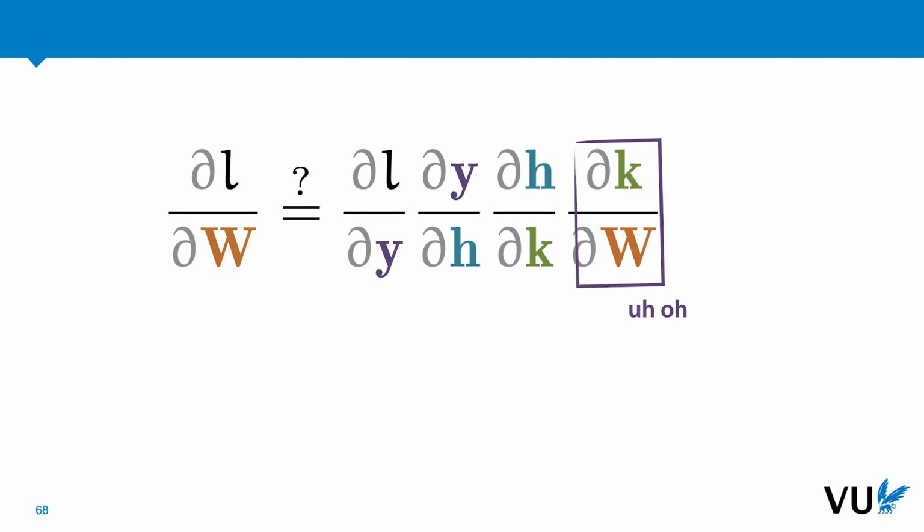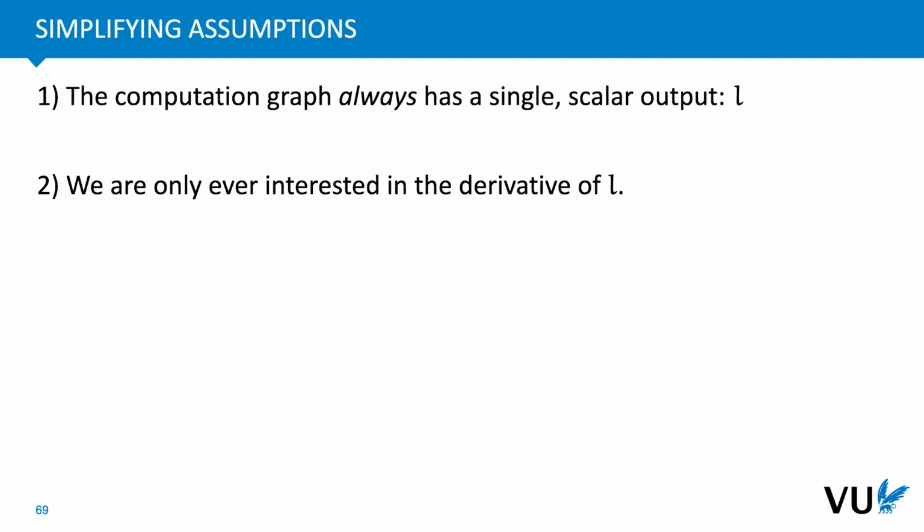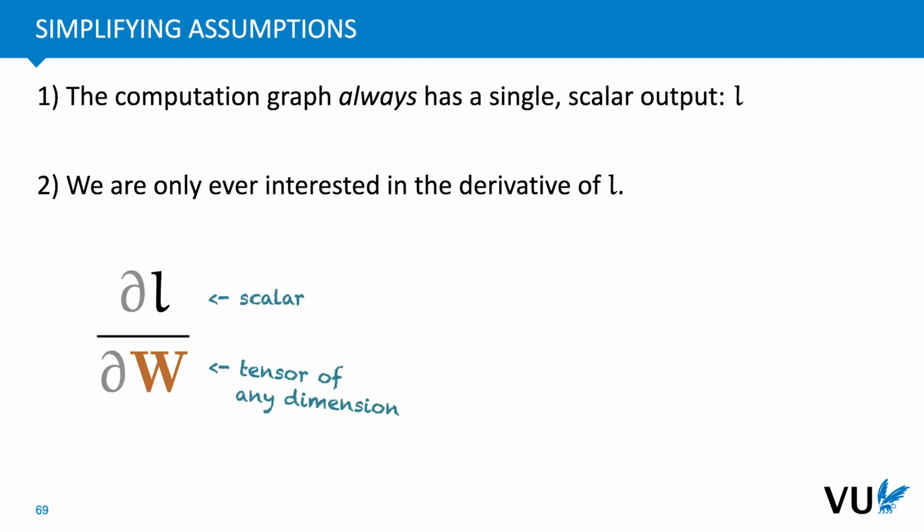The idea of simply using the chain rule to break apart the global derivative into local derivatives doesn't work for us here. We can still use the chain rule to work out a backpropagation algorithm, but we need a slightly different approach. In order to work this out, we make the following simplifying assumptions. The computation graph that we're interested in always has a single scalar output, the loss, and we are only ever interested in the derivative of the loss with respect to all the parameters of our model. In short, this is always what we're going to be working out: the derivative of a scalar loss with respect to a tensor of any dimension.